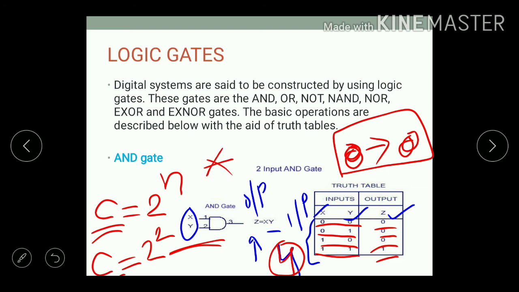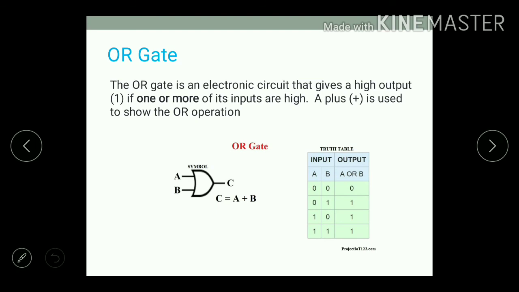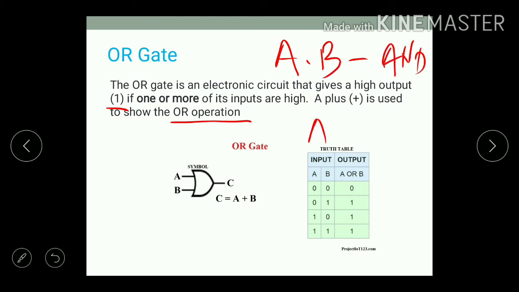Now we see the next gate, that is the OR gate. The OR gate is an electronic circuit that gives a high output, that is 1, if one or more of its inputs are high. A plus sign is used to show the OR operation, like A dot B shows the AND operation. Likewise, A plus B shows the OR operation.